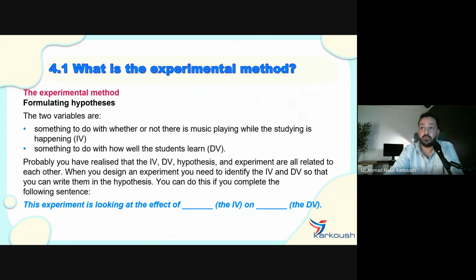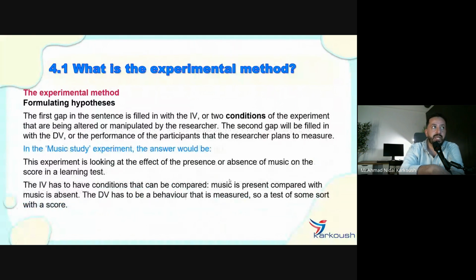So technically speaking, we have two different gaps. We have this one and we have this one. And my question here is, okay, check this out. What is the first gap? The first gap is filled with the IV, or conditions of the experiment that are being changed or manipulated by the researcher. The things I change, the things I tweak.